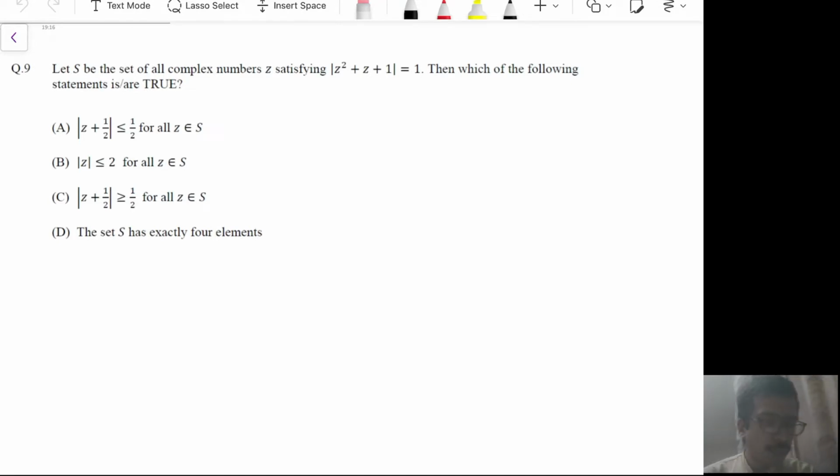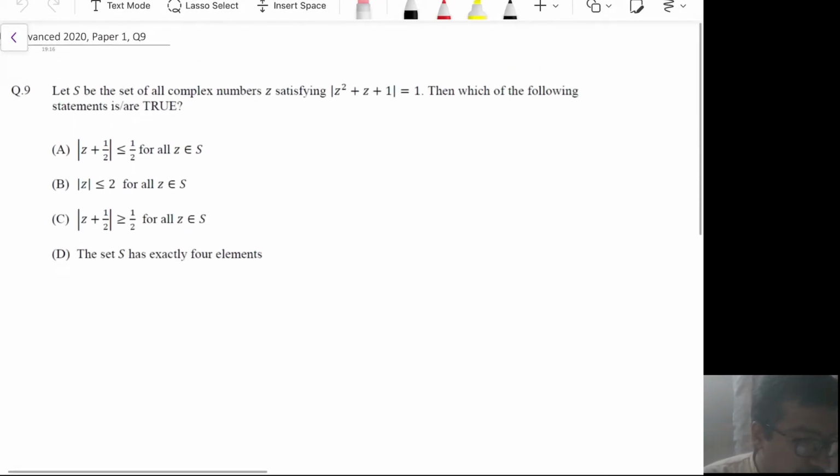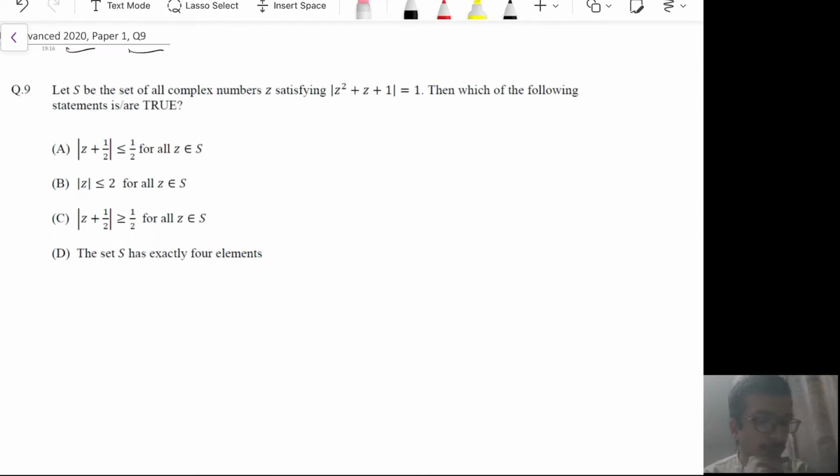So let's see the next problem. This is from IITJEE 2020, JEE Advanced 2020. This is also in paper 1. And it says, suppose S is the set of complex numbers which satisfies that mod of z square plus z plus 1 is 1. Then which of the following are true? And we are given some inequalities.